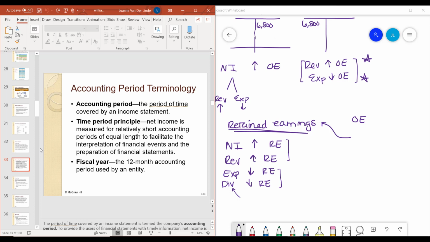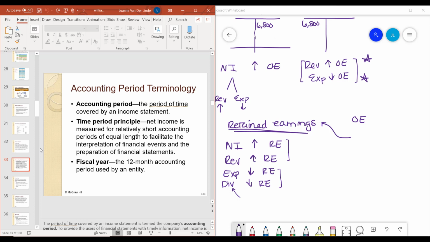All right, and here's just some important terminology that we need to make sure we go over. So accounting period, that's just the period of time that covers an income statement. A company can choose to have the income statement cover a month, 3 months, 6 months, a year, it just depends. The time period principle says that net income is measured usually for relatively short accounting periods of equal length, so that it's easier to interpret and prepare those financial statements, as opposed to always using different stretches of time to cover those income statements.